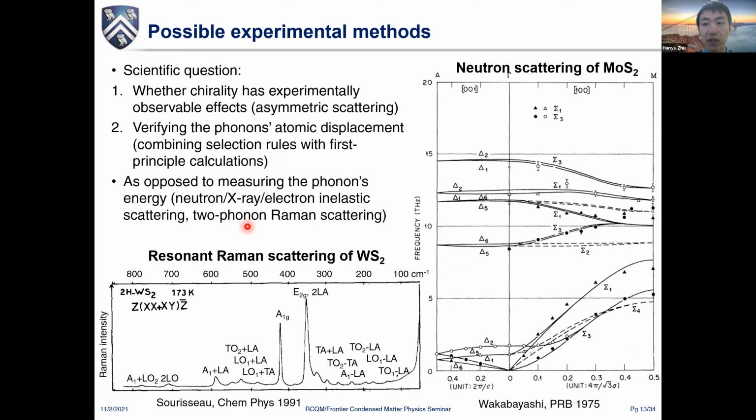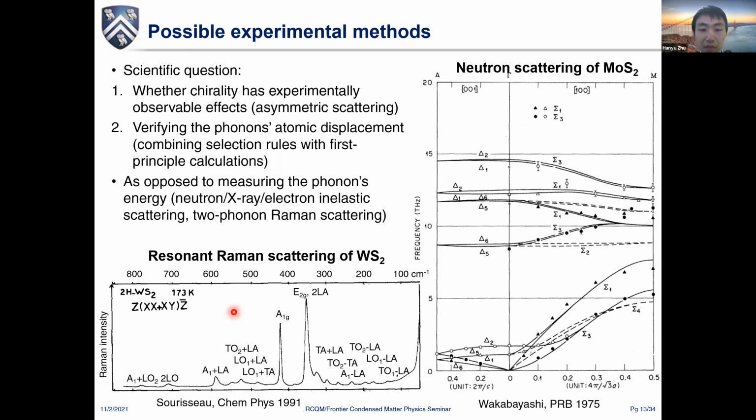One example is Raman scattering, where finite phonons with momentum k and minus k are simultaneously scattered. So all these methods measure energy, or sometimes even energy dispersion, very accurately, but they generally do not reveal this chiral effect. For example, in Raman scattering, because you simultaneously have phonons with the plus momentum and minus momentum, all the chirality information cancels out.